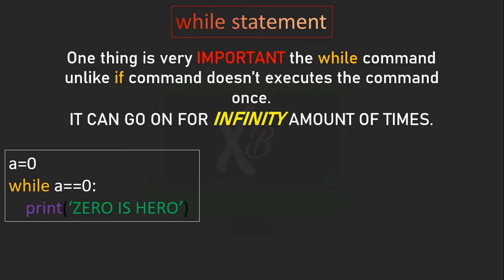We have a variable a and the a is having the integer number 0 and we have this while command with this condition, if a is 0. If the value of a matches with 0 then print 0 is 0. So what happens here? I'm not changing the value of a anywhere in the indent. So this value of a is 0 forever. It keeps on running. So while a is equal to 0, 0 is equal to 0, it prints 0 is 0 for infinity amount of times.